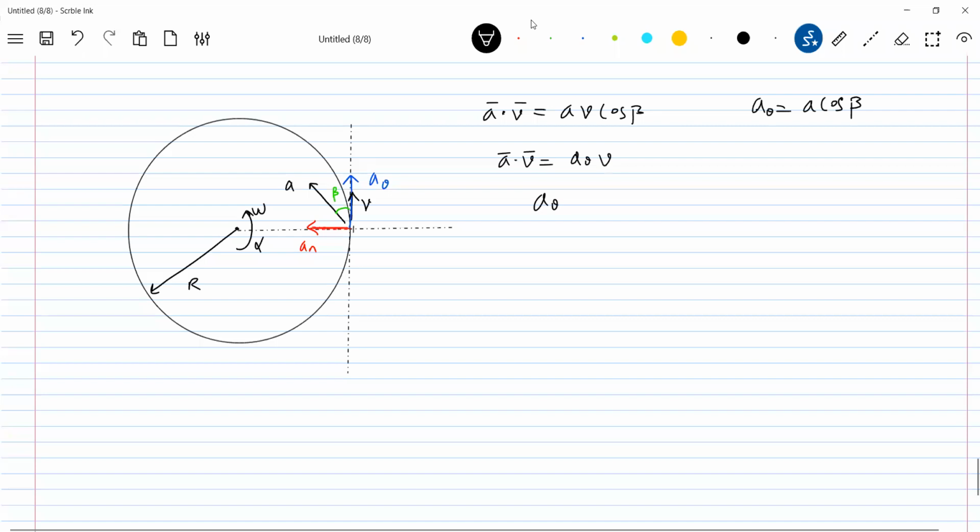So what is A tangential? A tangential bar should be equal to A bar dot V bar by magnitude of V, this one, only magnitude, no? Very important for you. If you know the total acceleration and the velocity, you can calculate, you can calculate what? Tangential acceleration.